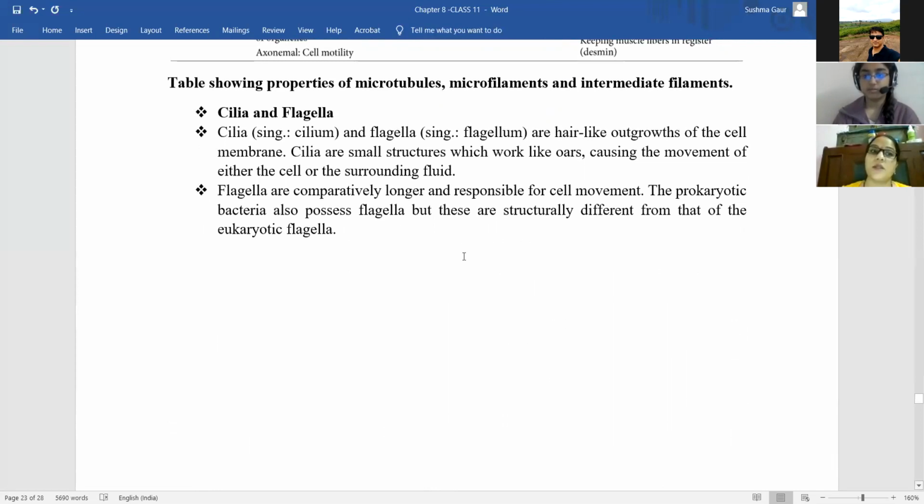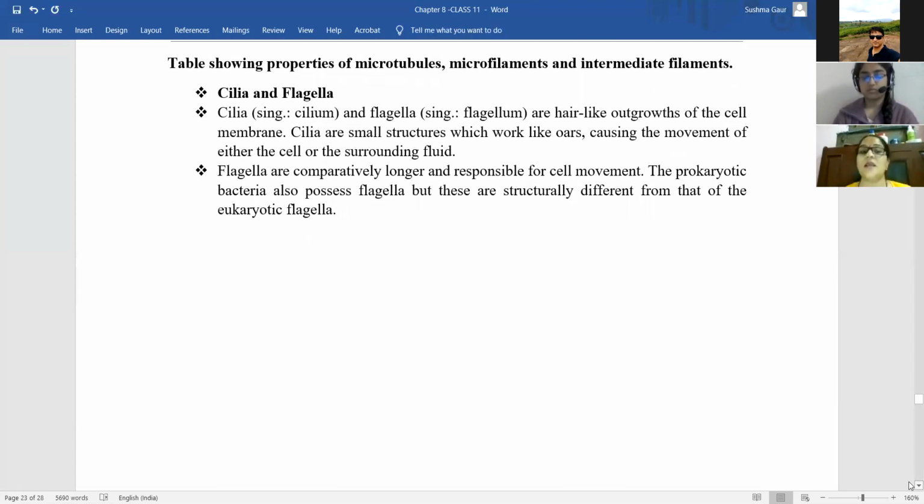Yes, ma'am. Okay, the last is cilia and flagella. So what are cilia and what are flagella? They are hair-like outgrowths of the cell membrane. Means if someone asks you what is the base for cilia and flagella, or from which portion of the cell the cilia or flagella arise, then you have to tell them they are an outgrowth of the cell membrane.